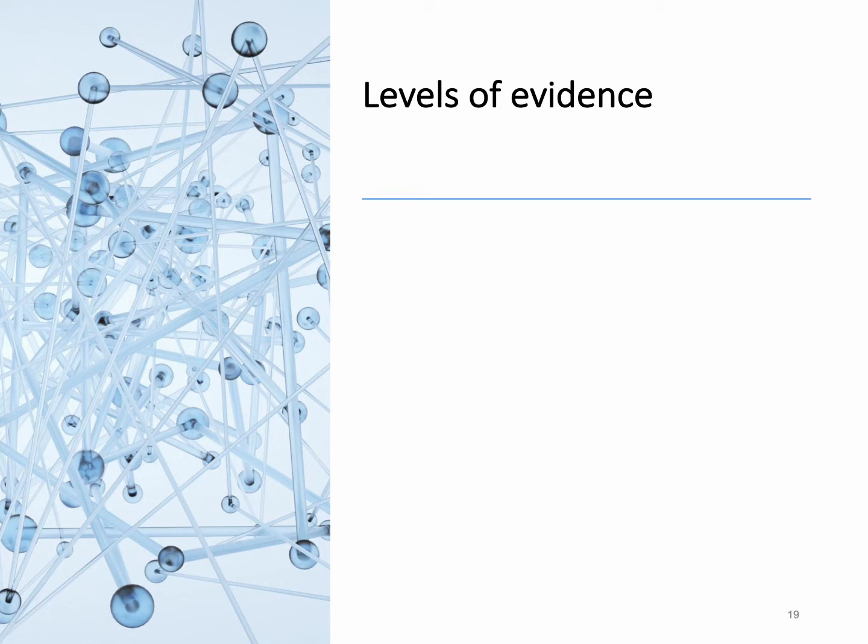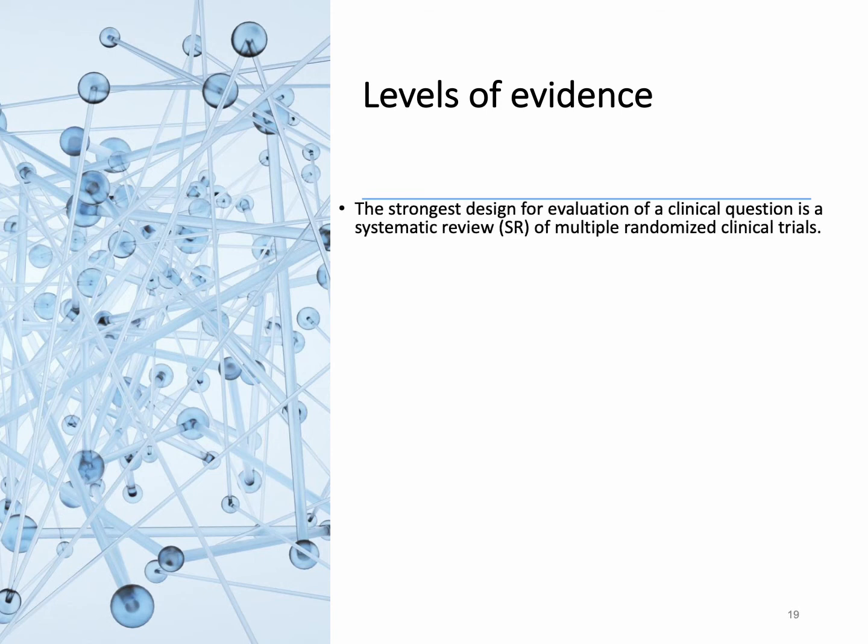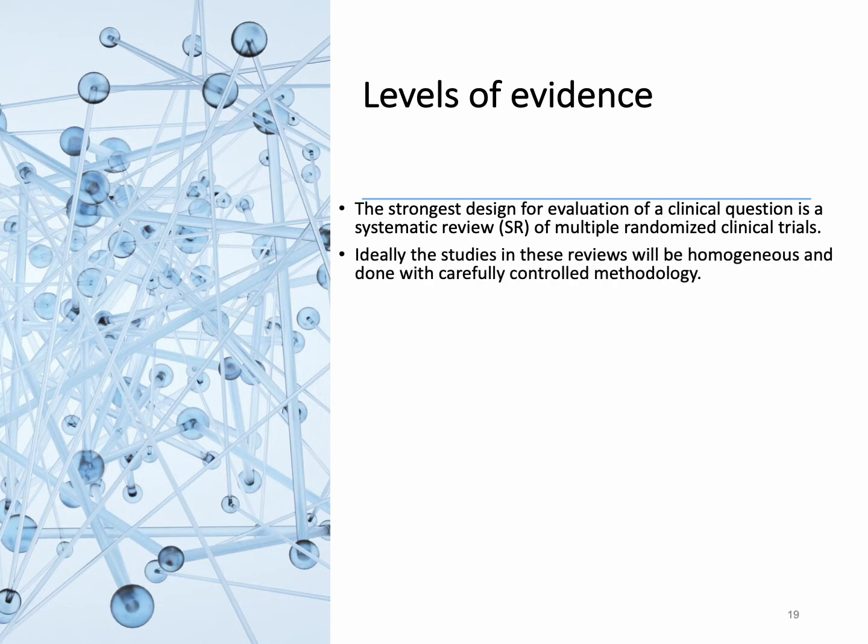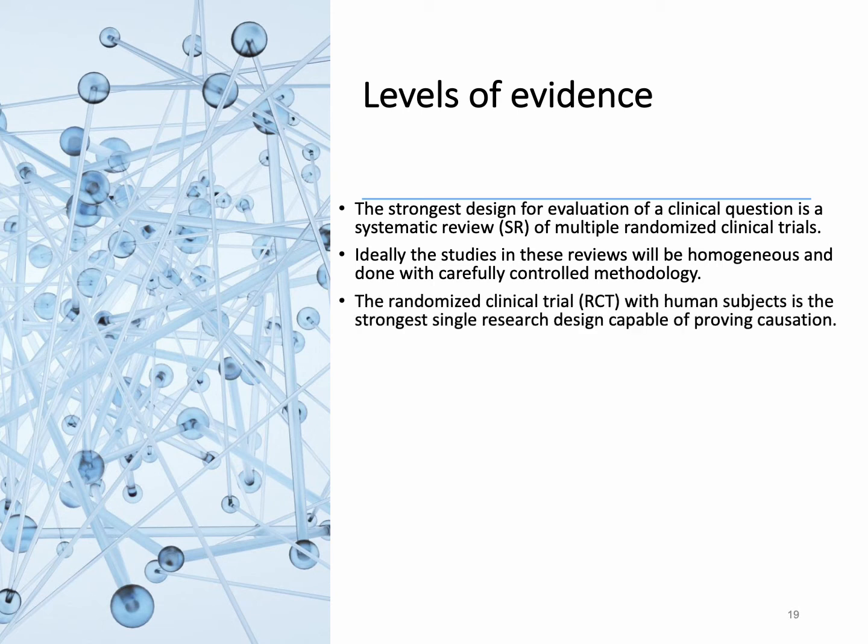So it is very important to talk about the level of evidence. The strongest design for the evaluation of a clinical question is a systematic review of multiple randomized control trials. This is the strongest and the best. Ideally, the studies in this review will be homogeneous and done with carefully controlled methodology. The randomized control trial with human subjects is the strongest single research design capable of proving causation.